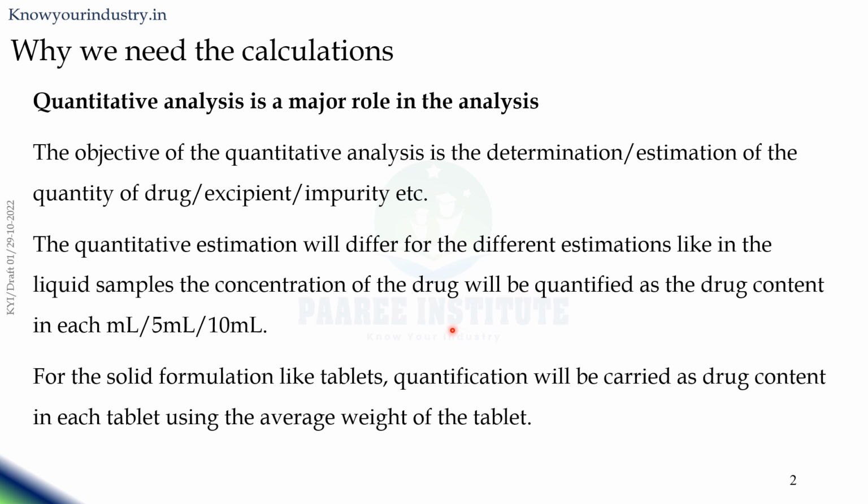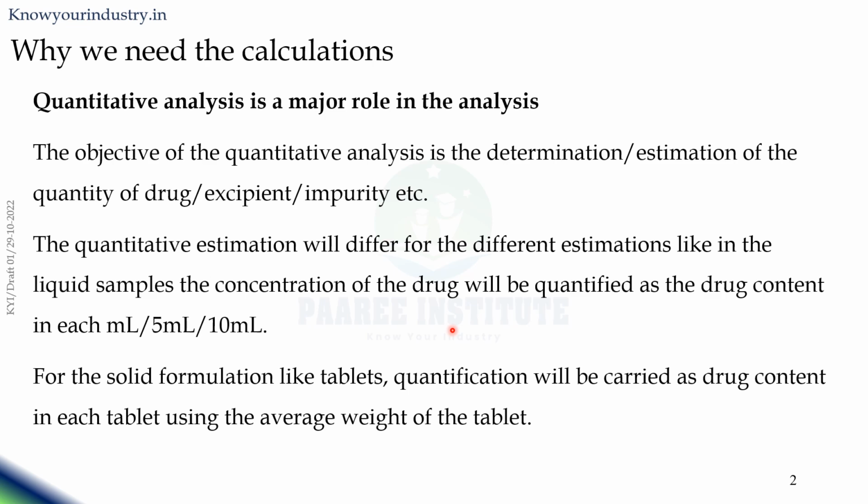So when we state the drug content in a particular product, calculations are required when we do the assay of the product or determine the quantity of drug present in it. It is equally applicable to excipients and impurities. For impurities, we state levels in nanogram or microgram, or as ppb or ppm, parts per billion or parts per million. So how do we calculate these levels?